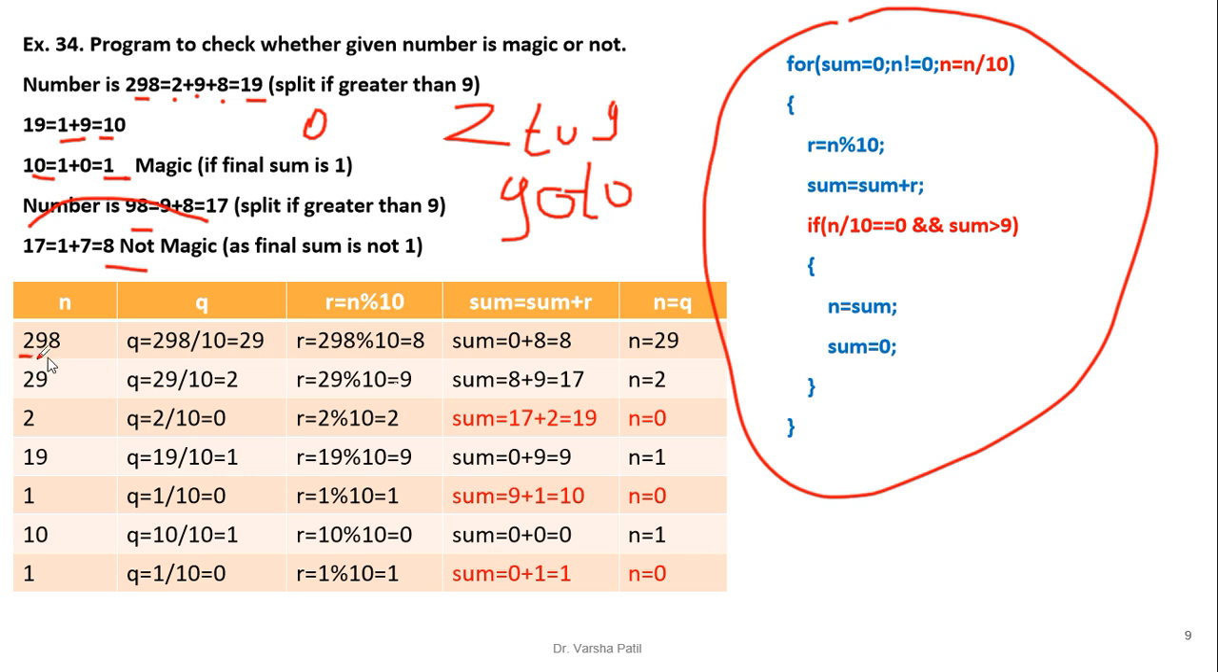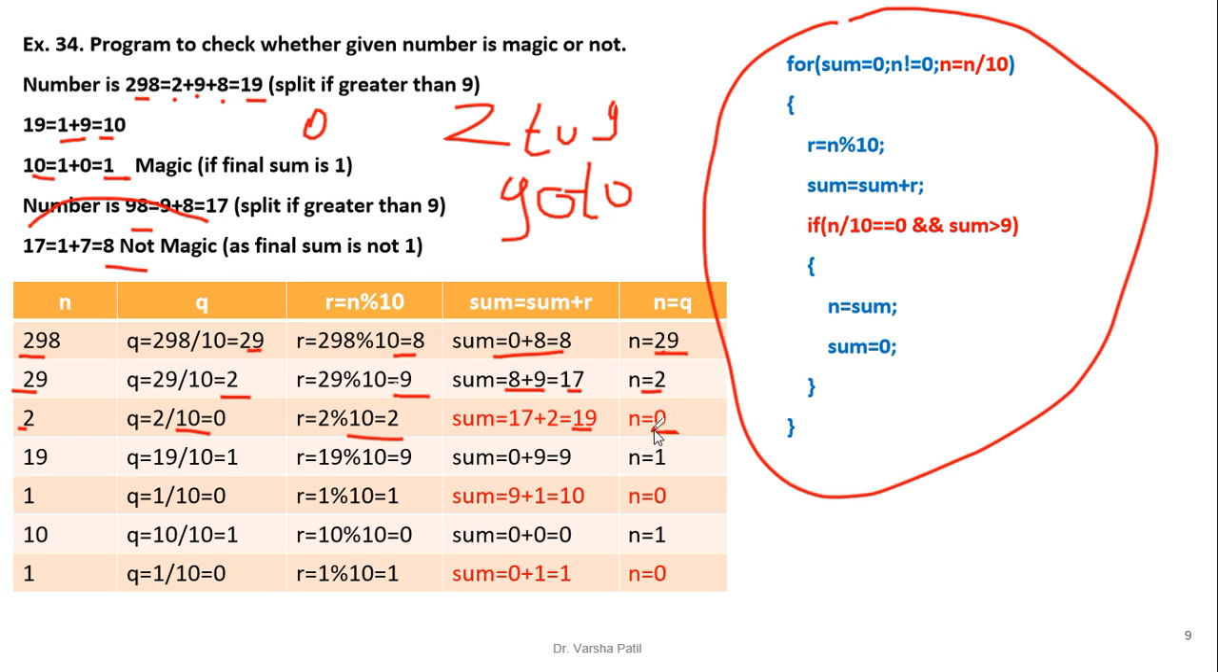Now see, first for 98, it will separate quotient 9, remainder 8, sum initially 0, sum becomes 8. Now the number becomes 9. For 9, quotient is 0, remainder is 9, 8 plus 9, 17, n equal to 0. Now for this, the quotient becomes 0, remainder is 2, sum is 19, and at that time for decrement we are making n equal to 0. Now when n equal to 0 happens, in the next iteration we are not going to continue this loop. So we will check when we are making n equal to 0.